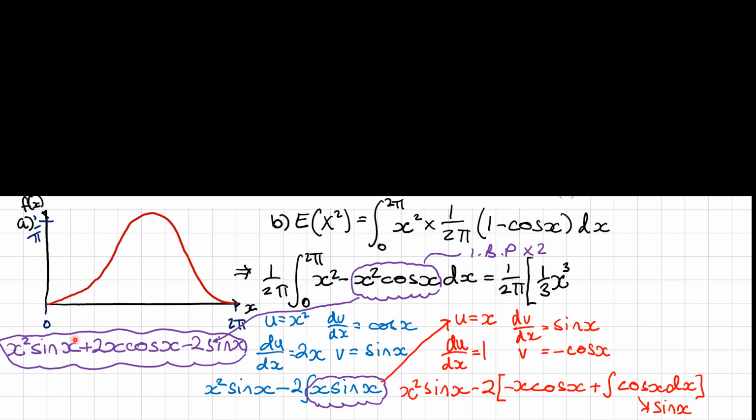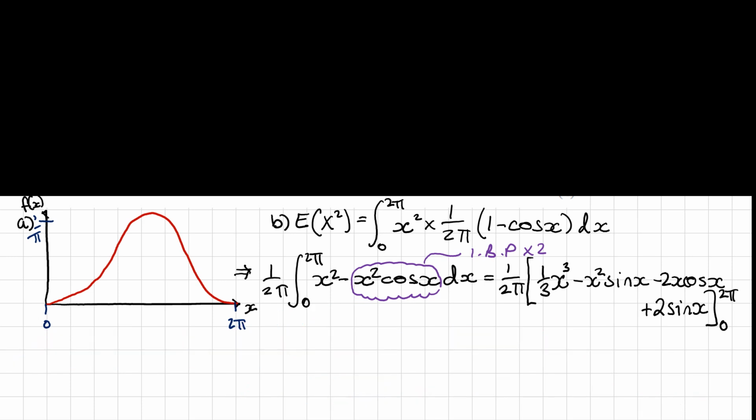Okay, so now let's substitute this into here. Now I need to subtract all of this, so it's going to be minus x squared sine x, and then minus 2x cos x, and then plus 2 sine x, and my limits will be 0 and 2 pi. Okay, we'll start by putting the limits of 2 pi into this.